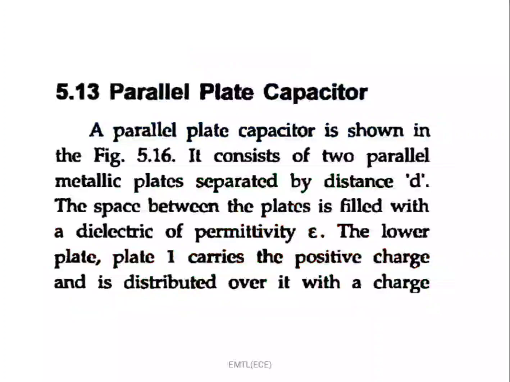First of all, we know what is meant by capacitance. Capacitance is the ratio between the magnitude of charge and the potential difference between the conductors. It is expressed as C is equal to Q by V. The unit of capacitance is farad.